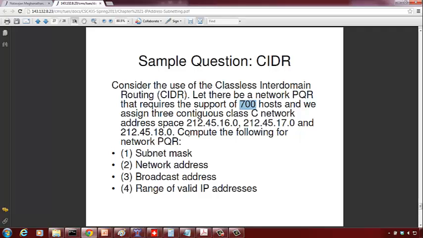So I choose 212.45.16.0, 17.0, and 18.0. One thing that you should notice here is I chose them to be contiguous class C address spaces, which means 16.0, 17.0, and 18.0. Something which I can later show that I can aggregate together as one single network address for the outside world. All right, so let's do that.